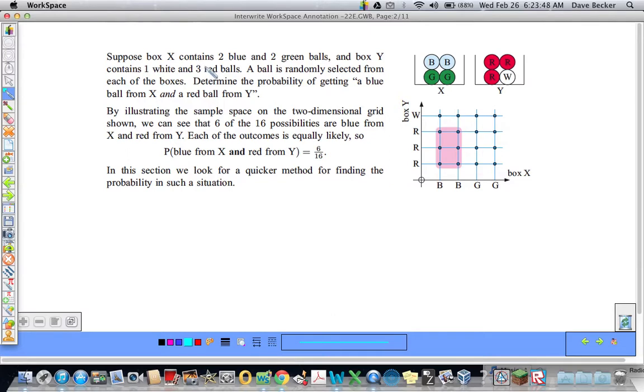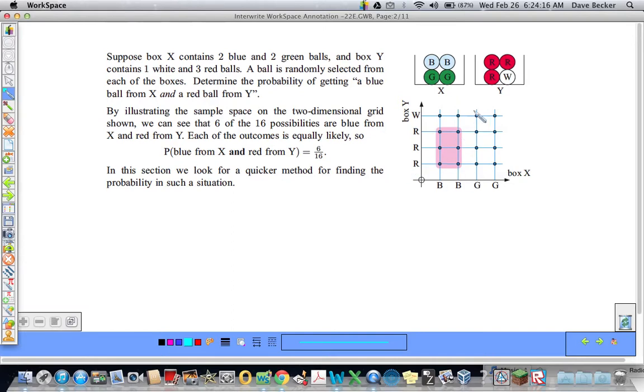Suppose box X contains 2 blue and 2 green balls, and box Y contains 1 white and 3 red balls. A ball is randomly selected from each of the boxes. Determine the probability of getting a blue ball from X and a red ball from Y. So that's 2 different events, and we've got to find that probability. We could find that using a diagram here, but there is a quicker method.